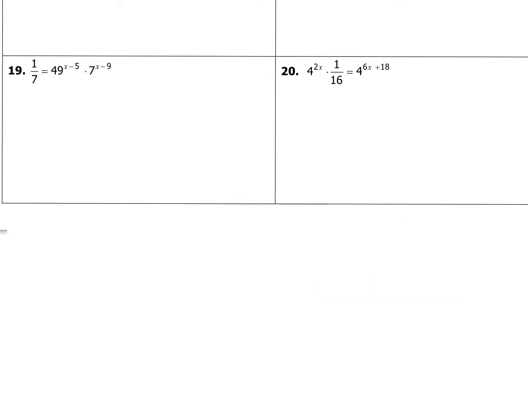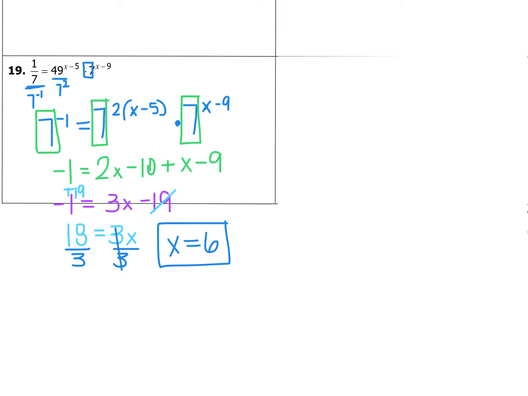All right, our final two equations, go ahead and pause the video and solve these out. If you understand these, then you are getting the solving exponents using common bases objective. All right, number 19, hopefully you were able to get x equals 6. If you got that, go ahead and check number 20. If you didn't, I'll explain it now.